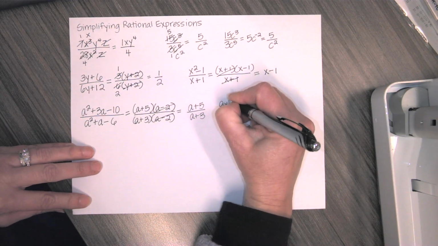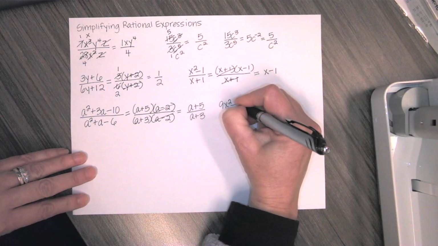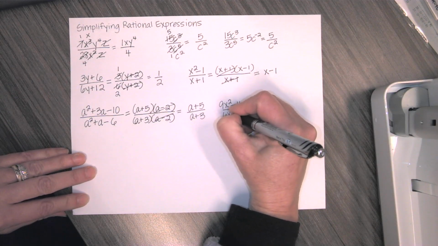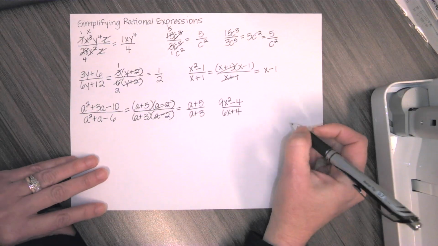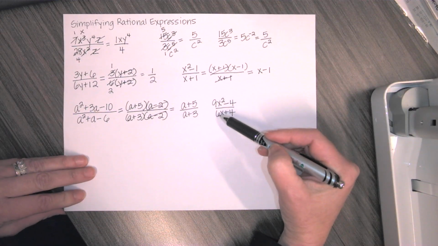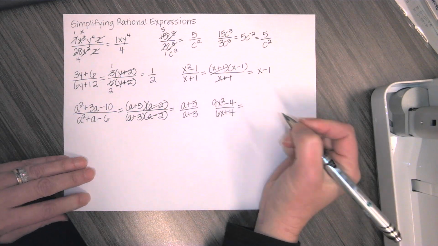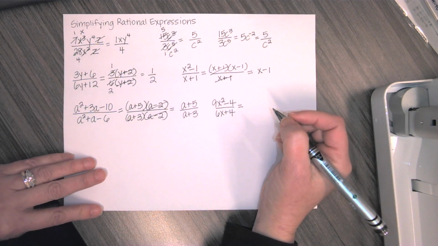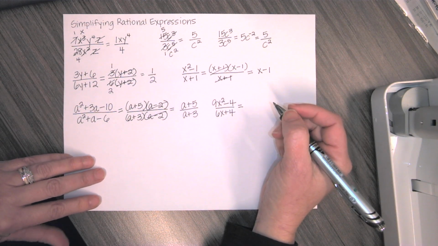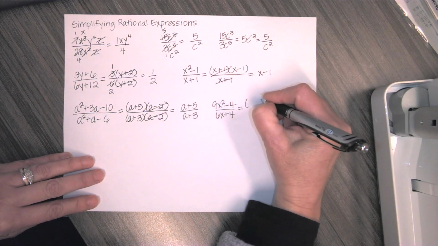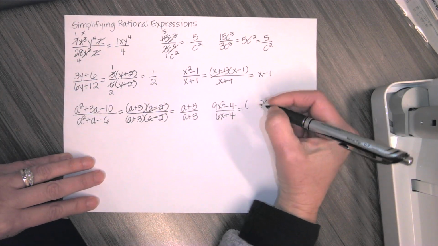All right, the next one, 9x squared minus 4 over 6x plus 4. Okay, have I said it enough times? Don't start trying to cancel things, okay? Let's try to factor. So when we look at the top, my hope is that you see that that is the difference of squares. So I'm going to factor that as the difference of squares.